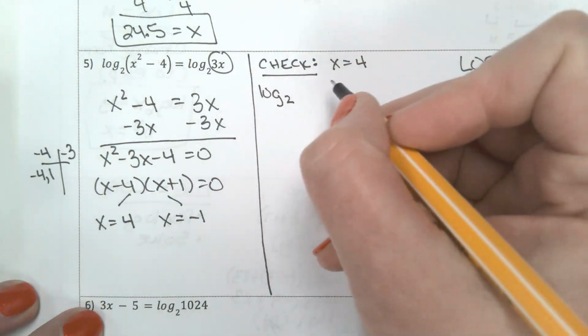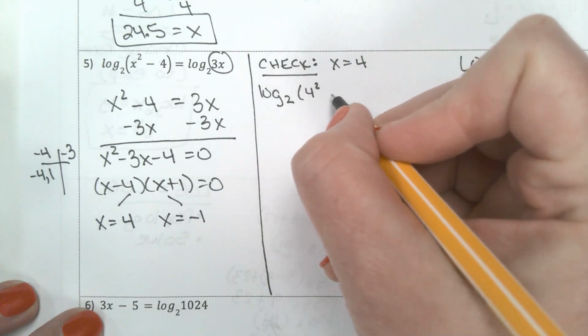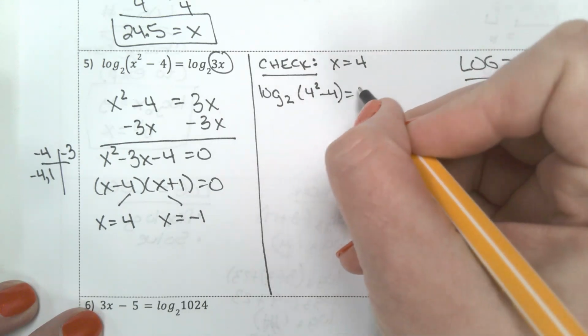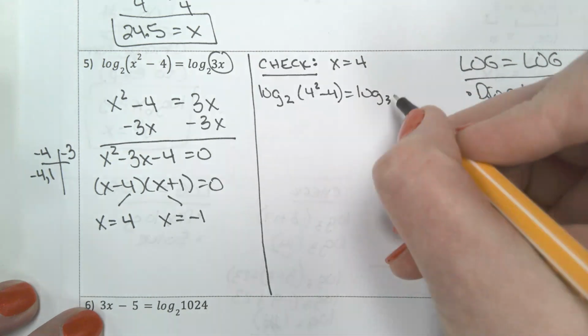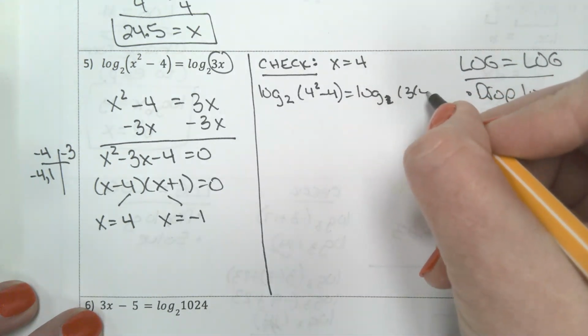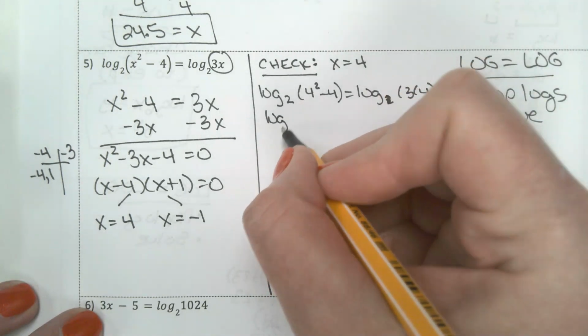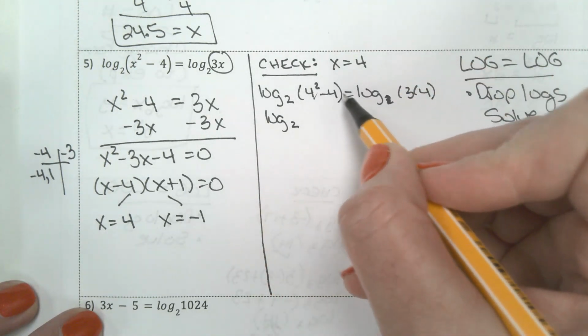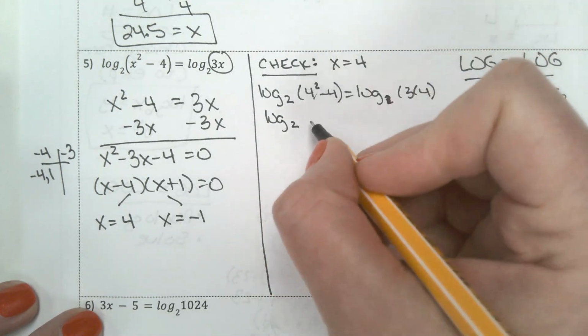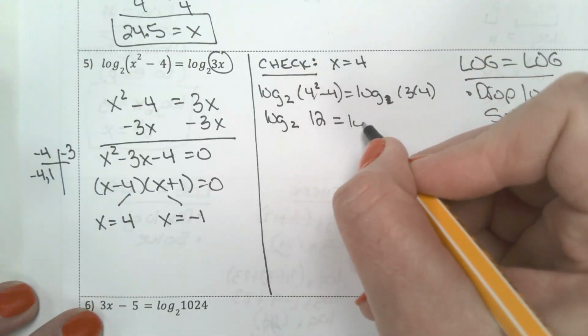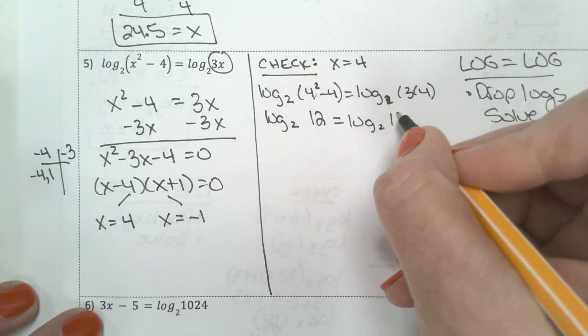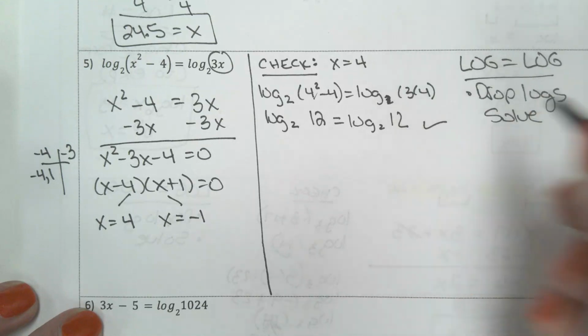So I have log base 2 of 4 squared minus 4 equals log base 2 of 3 times 4. 4 squared is 16. 16 minus 4 is 12. 3 times 4 is 12. All good on that front.